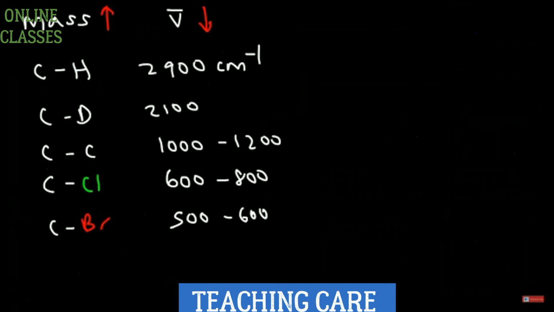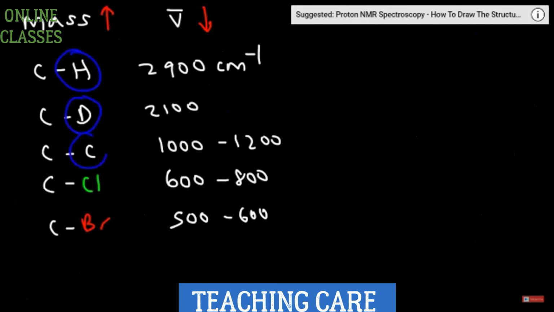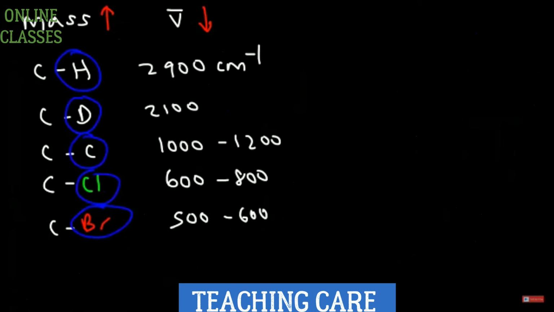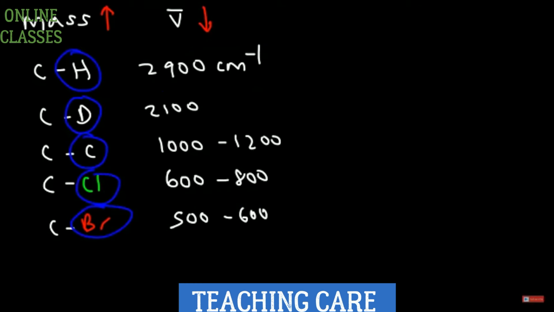Now let's talk about the relationship between atomic mass and wave number. As the atomic mass goes up, the wave number goes down. So going from hydrogen all the way to bromine, we can see that the atomic mass is going up. But looking at the wave numbers, it decreases from 2900 centimeters to the minus 1 to an average of 550. And so there's an inverse relationship between atomic mass and the wave number at which a bond absorbs IR radiation.